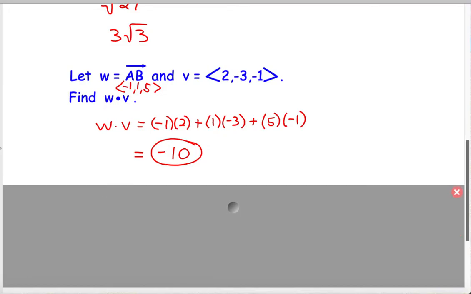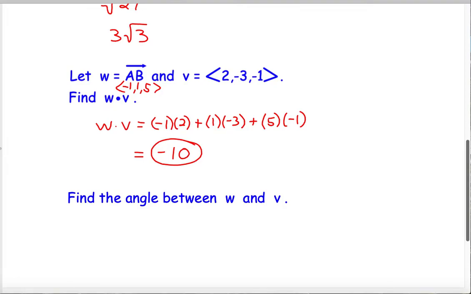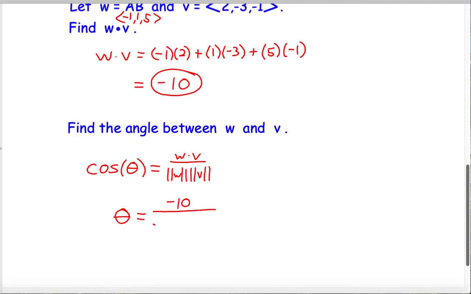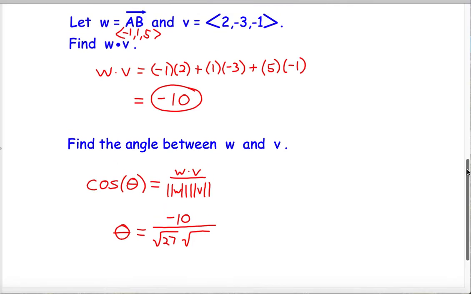We could also add or subtract vectors, just like we did in 2 dimensions. We can multiply by scalars, just like we did in 2 dimensions. And finally, what if I ask you to find the angle between these 2 vectors? Well, we know that the cosine of the angle between them is going to be the dot product divided by the product of the magnitudes. So our angle theta between these 2 vectors will be their dot product, which is negative 10, over the magnitude of w, which I'll leave unsimplified, the square root of 27. We already did that one. And then the magnitude of vector v will be the square root of 2 squared plus negative 3 squared plus negative 1 squared. So that's 4 plus 9 plus 1, so that'll be the square root of 14.